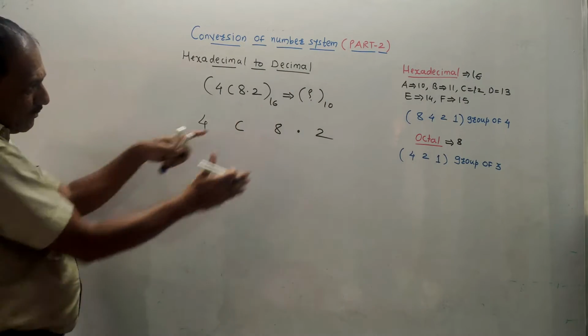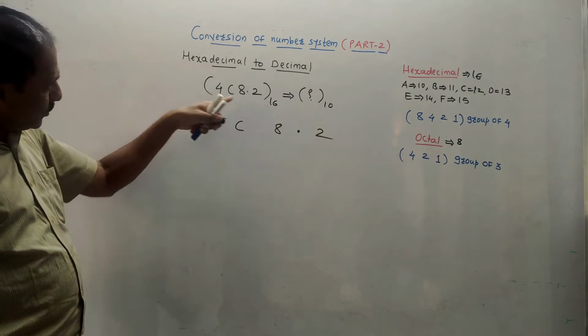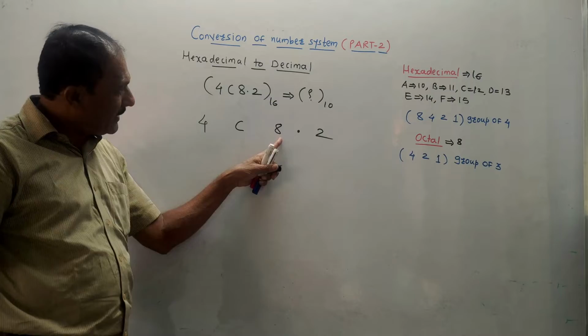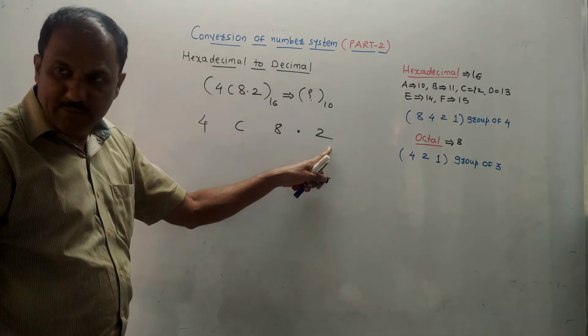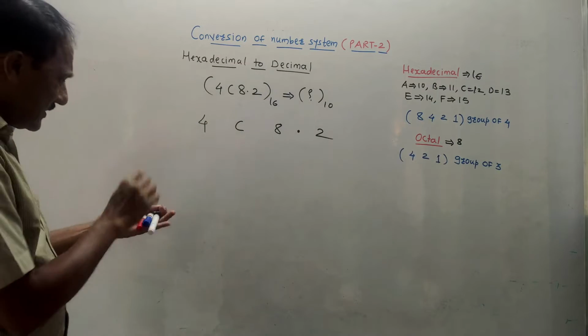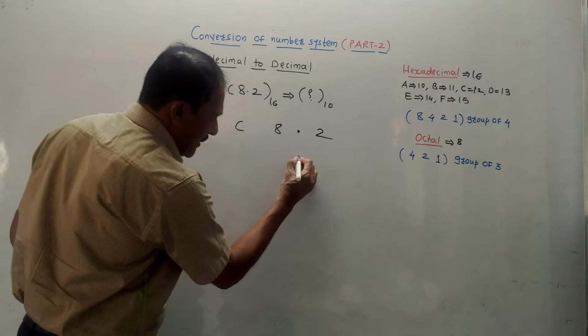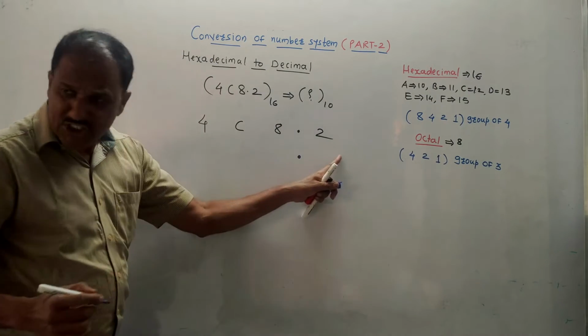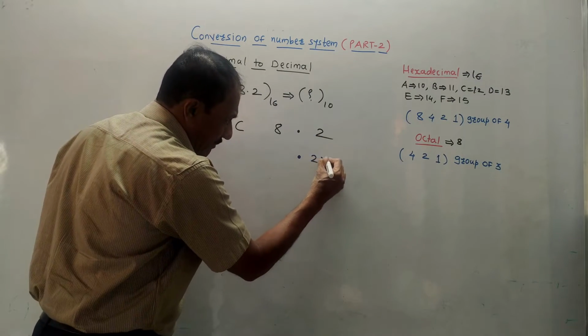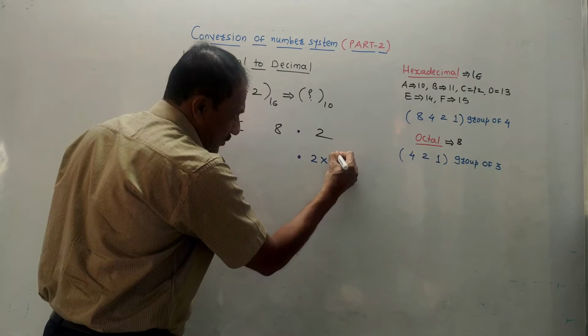We know that the part which is before the decimal point is known as the integer part. So 4C8 is the integer part. The part which is after the decimal point is the fractional part. So 2 is the fractional part. The calculations are pretty simple. Keep the decimal point as it is. For the fractional part, go on multiplying. This number is 2. Go on multiplying it with 16 raised to minus 1.